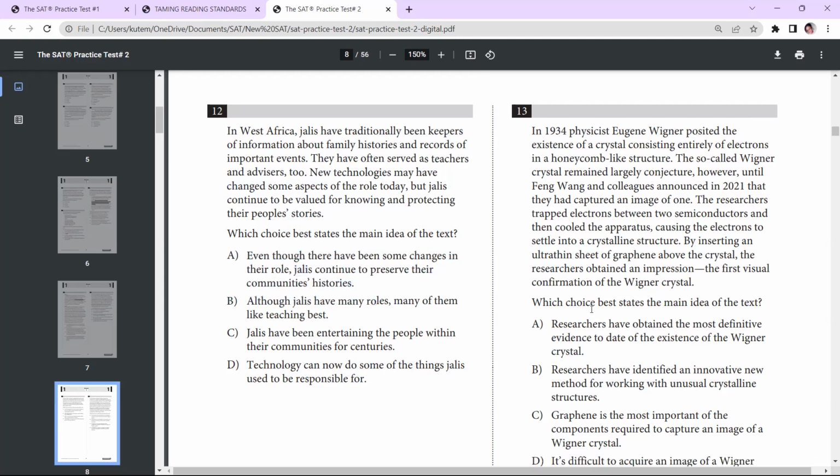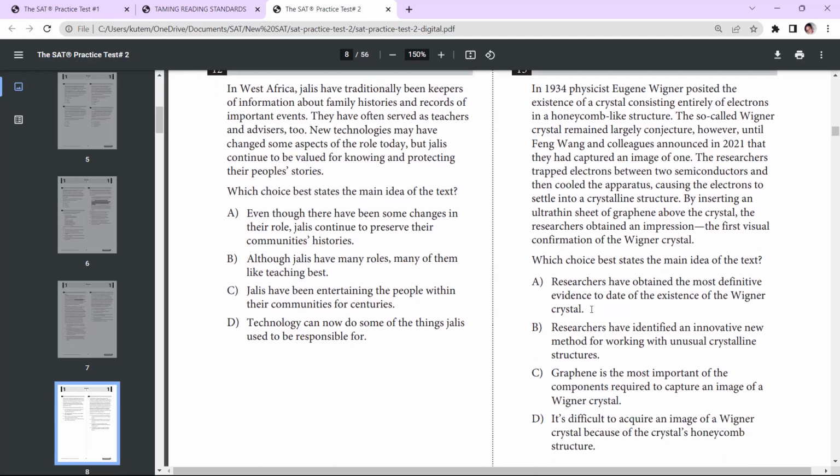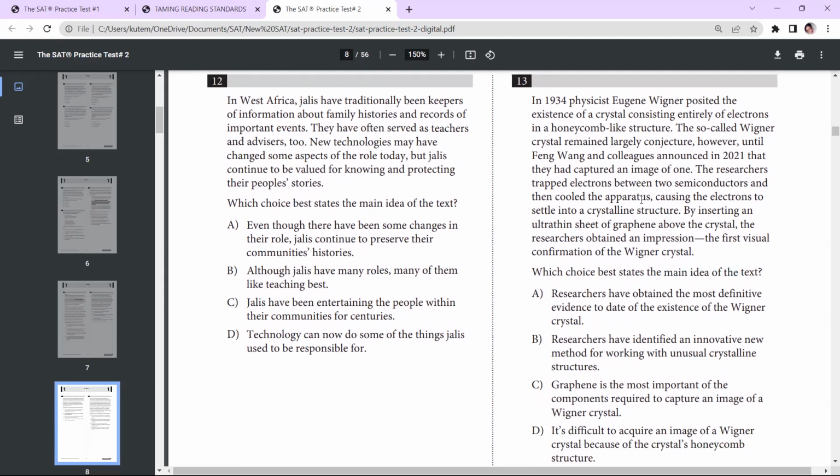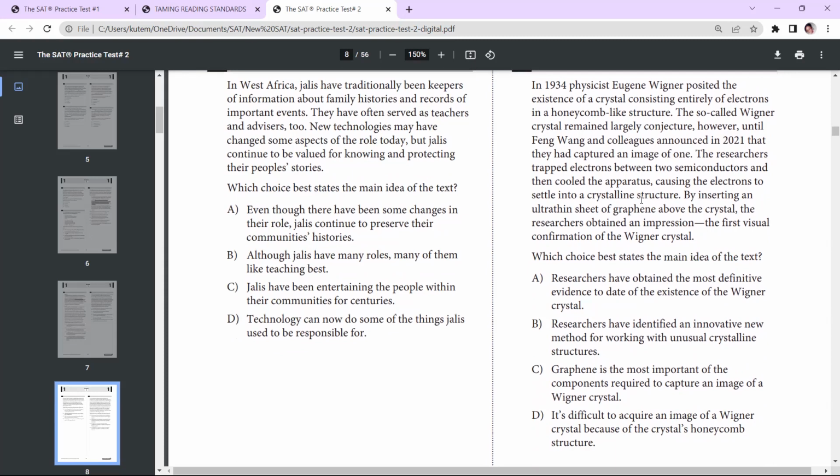Okay, so now we're going to do 13 as a practice question. It's asking us for the main idea. It says, in 1934, physicist Eugene Wigner posited the existence of a crystal consisting entirely of electrons in a honeycomb-like structure. The so-called Wigner crystal remained largely conjecture, however, until Feng Wang and colleagues announced in 2021 that they had captured the image of one.